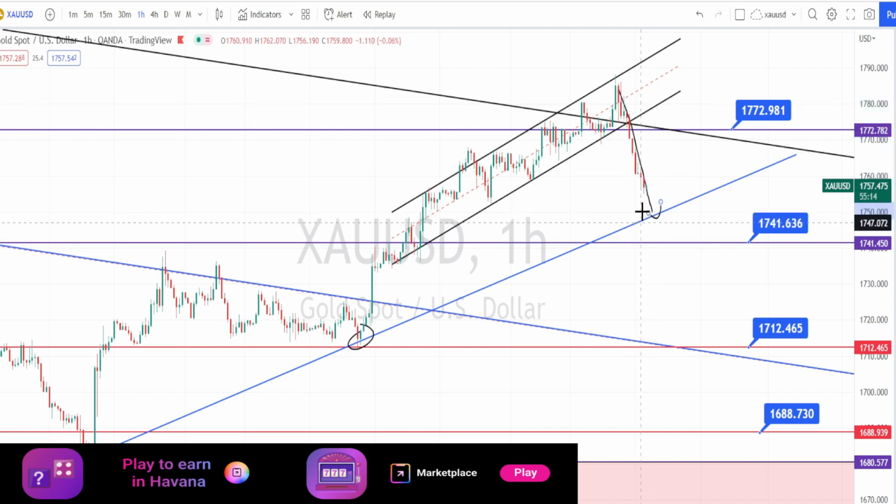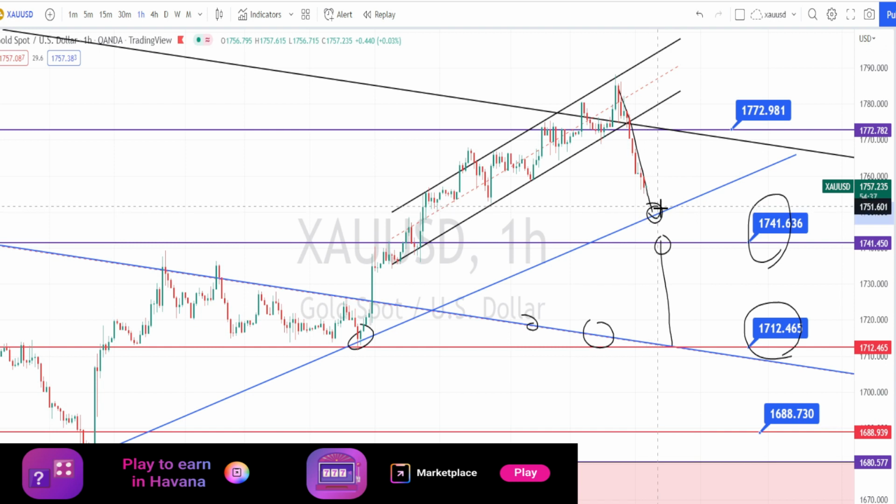First level of support is going to be the support line from the previous price action, and if this support level is broken, next level of support is going to be the support line from the daily time frame, and if this level is broken, we can expect it to trend down and take support on the midline of the daily time frame, and also we have the support level of 1712 at the same point.